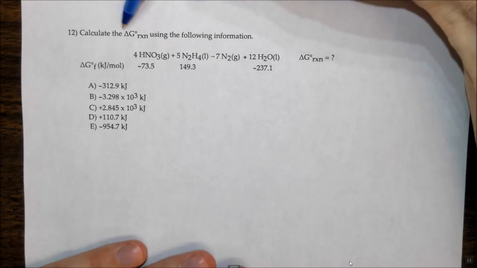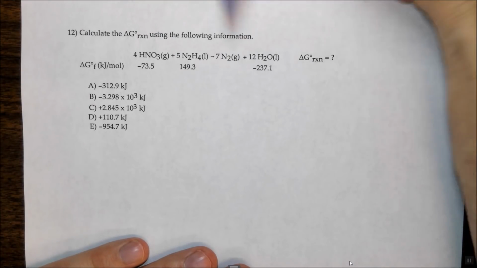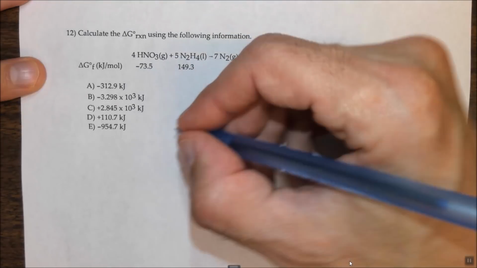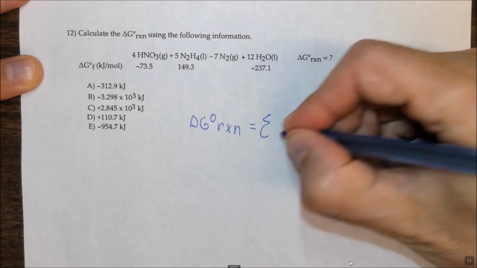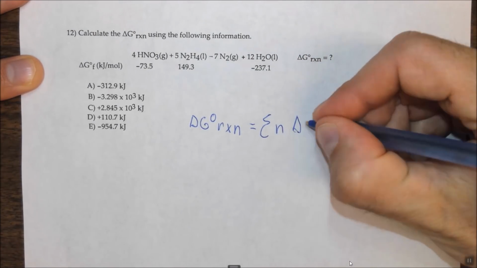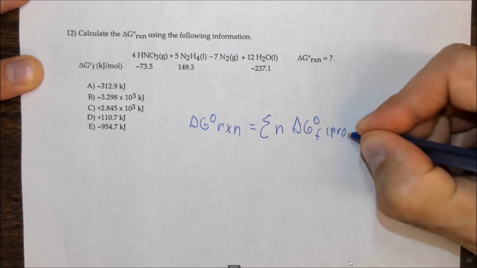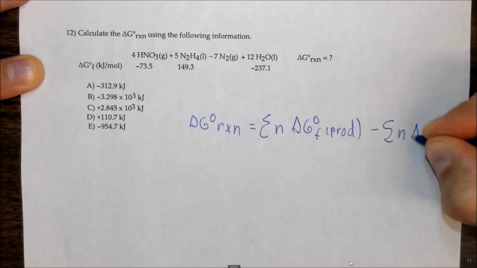Question number 12 says, calculate the standard Gibbs free energy of the reaction using the following information. And this is very similar to a previous question we did, specifically question number 8, where we did this for entropy, but here we're going to do it for delta G. So delta G naught of the reaction equals the summation of n, the number of moles, times the standard Gibbs free energy of formation of the products minus the reactants.